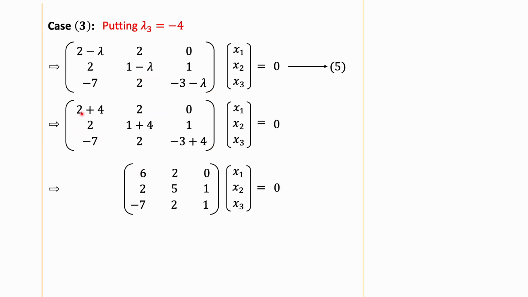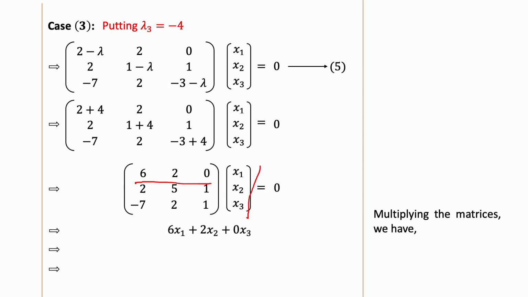Now this is equal to 2 plus 4 is 6, 1 plus 4 is 5, minus 3 plus 4 is 1. I have to multiply these two matrices to get the three equations as usual. Take the first row and the column. The first element is 6 into x1 is 6x1, 2 into x2 is 2x2, 0 into x3 is 0x3, equal to 0, equation number 12.